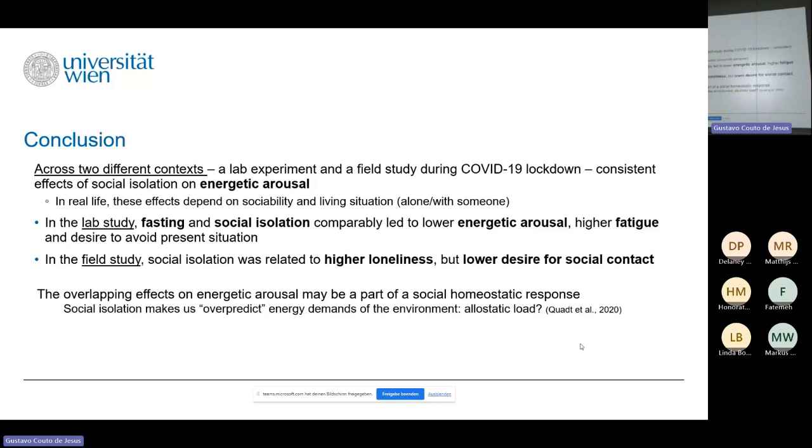So social isolation can also make us over-predict energy demands, leading to some sort of allostatic load. We usually spend less energy when we are with other people because we are doing things together. And it's possible that knowing that you are alone and under social isolation leads to over-predicting how much energy I should invest in the environment.